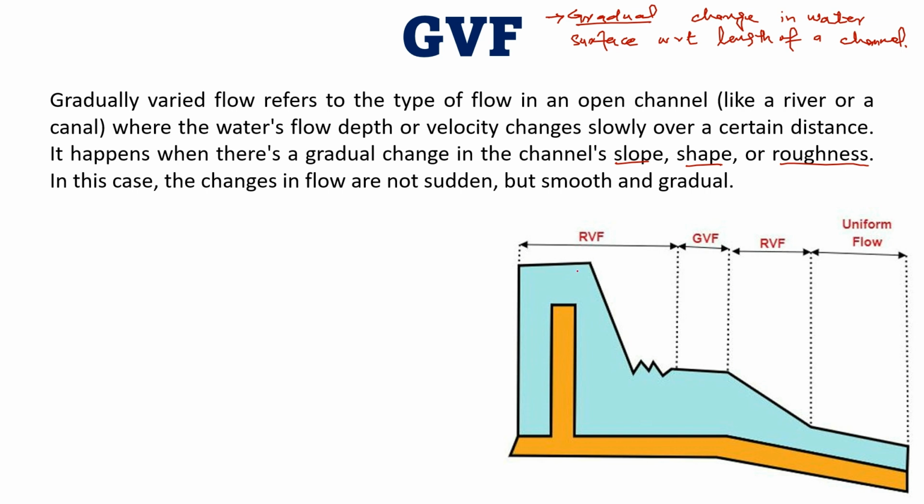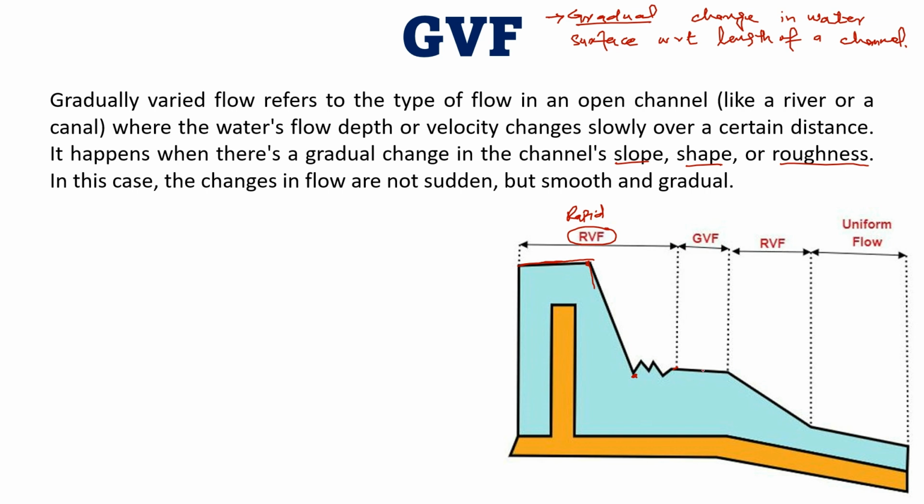In the figure below, you can see that there is a sudden change of water from this point to this point. We can say that the level of water is decreased from this point to this point over a shorter distance. It increases first and then decreases suddenly. So this section is known as the RVF, meaning there is a rapid change in the water surface elevation over a smaller distance. But here we can see that there is a small change in the depth or water surface elevation over a longer distance.